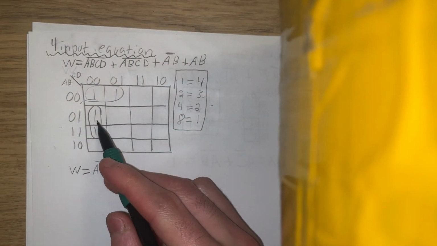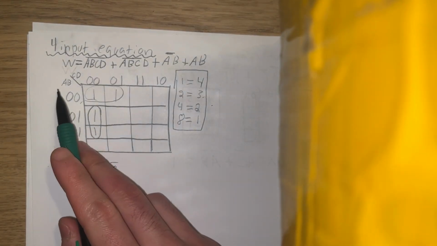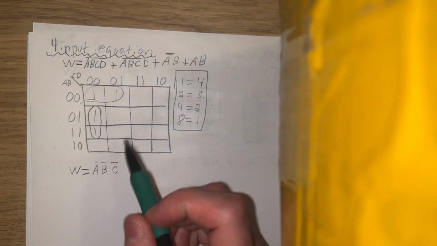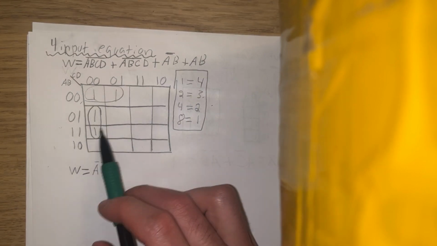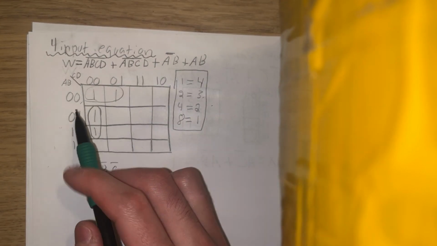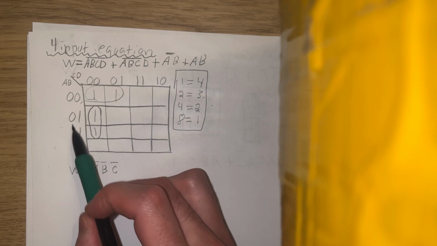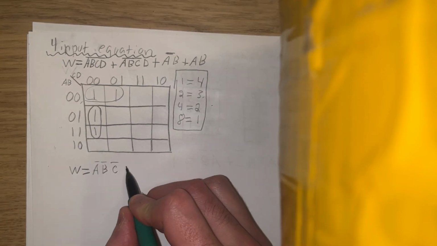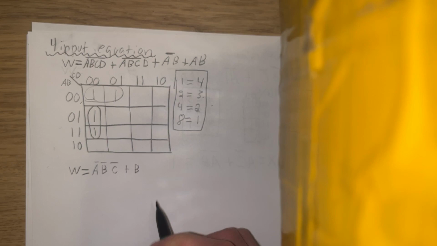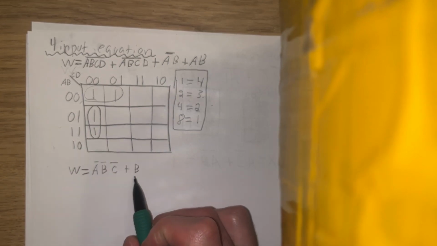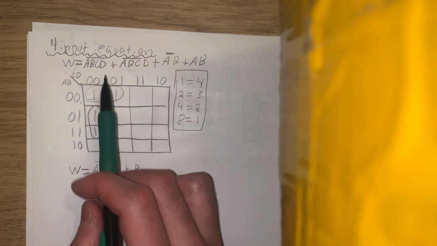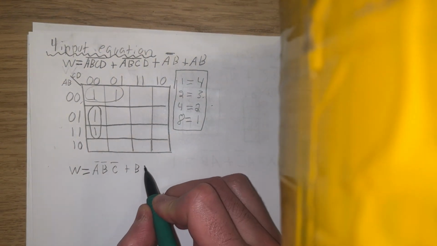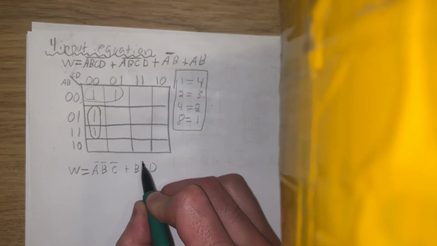For our next group, we have C and D. And we see here that we can group 2. We see that the A changes, but the B does not. So we write down B, and since it's a 1, we just write the B. And we see here C, D. We write simply those 2, and we complement both.